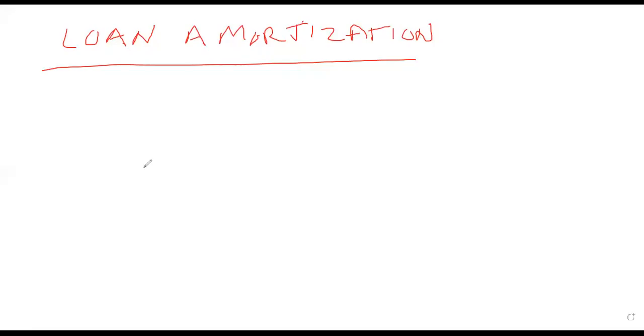Loan amortization is part of time value of money. We want to set up a series. So to amortize a loan is to set up a plan of periodic payments that will offset a loan.